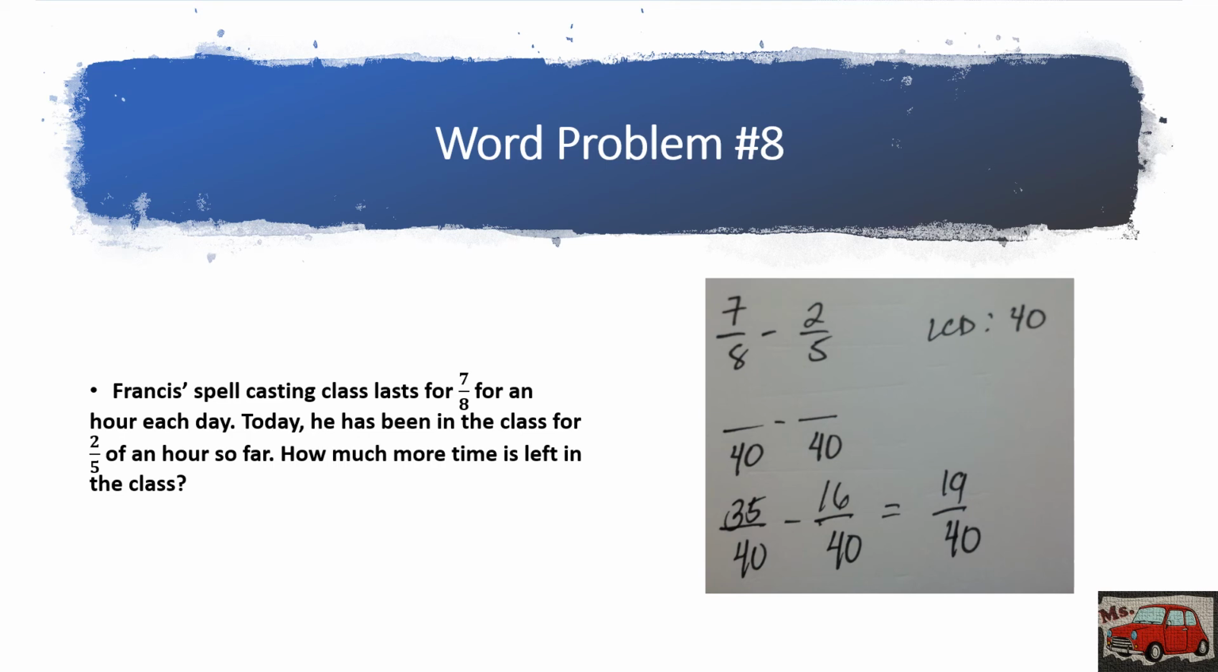So, we need to subtract. So, we have 7/8 minus 2/5. And these are dissimilar fractions. So, kunin natin yung LCD, and that is 40. So, 40 divided by 8, that's 5 times 7, that is 35. 40 divided by 5, that is 8 times 2, that's 16. So, these are the equivalent fractions of 7/8 and 2/5. So, same na sila ng denominator. So, we can just minus their numerators, and that is 19/40. So, this is the fraction nung natitira na lang oras ni Francis dun sa spellcasting class niya. Okay?